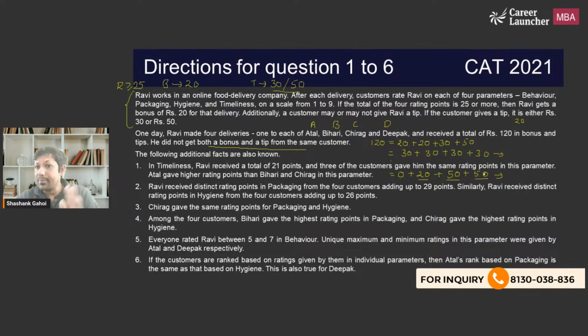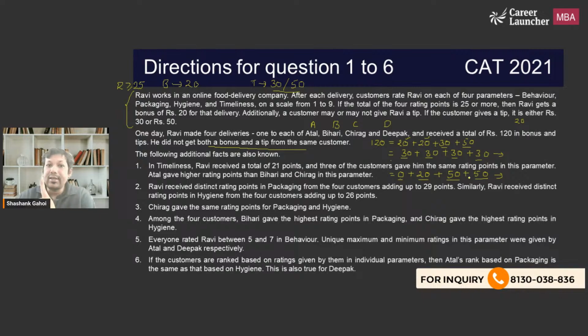What does it mean for all the possibilities? It means 20 plus 20: for two customers, his overall rating is greater than or equal to 25, so he is receiving a bonus. For the other two, his total rating is less than 25. In the 30 plus 30 plus 30 plus 30 case, for all four scenarios, his rating is less than 25. Here, his rating is less than 25 and he did not receive a tip. Here his rating is greater than or equal to 25. Here the rating should be less than 25. He can only receive a tip if his total rating points are less than 25.